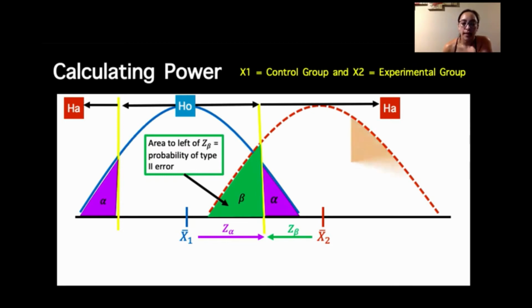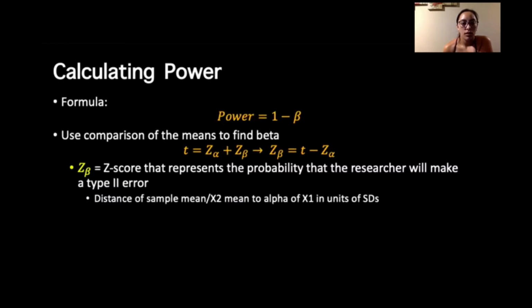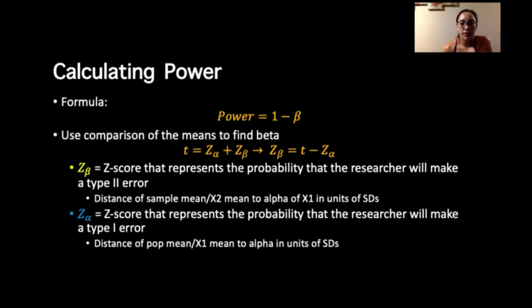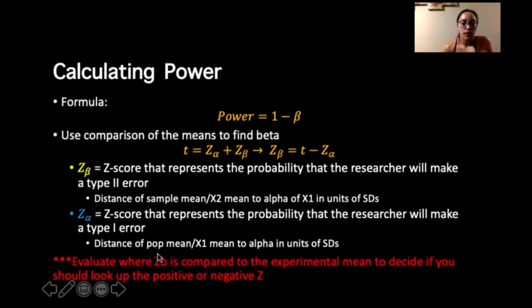We also know that 1 minus beta is what power is, right? So this area represents the probability that you have rejected the null hypothesis, or that you accepted the research hypothesis, right? You rejected the null hypothesis when the null hypothesis is false. Okay, so hopefully this figure somewhat makes sense to you guys. So this kind of is just everything that we just described in words. I have this last note down here at the bottom to evaluate where z beta is compared to the experimental mean to decide if you should look up a positive or negative z-score.